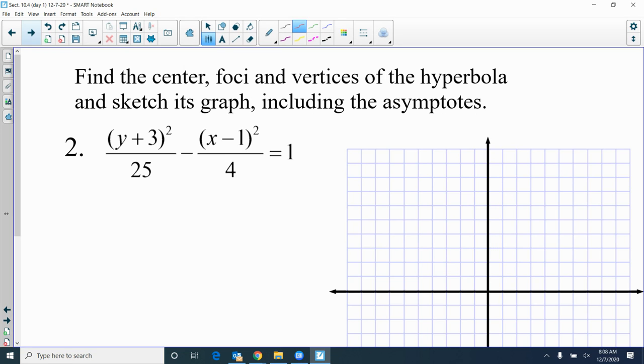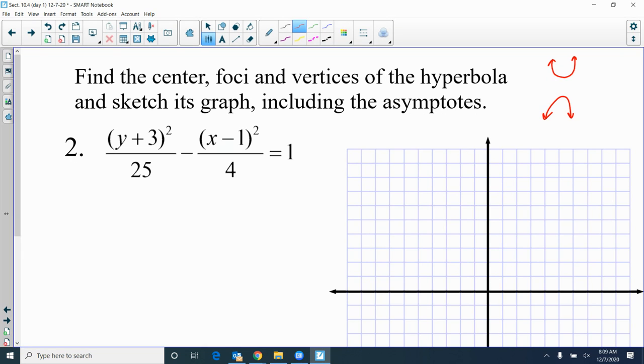All right. Abby, do you know which way it opens? What tells us? Vertical. Opens up vertical, and how do you know that? Because the A is under the Y. Well, the A is always underneath whatever is positive. The Y is the positive piece. If we're subtracting the X, it opens up and down. Because A isn't necessarily the bigger one. But it does open up and down. It is vertical. Okay, so we know that.